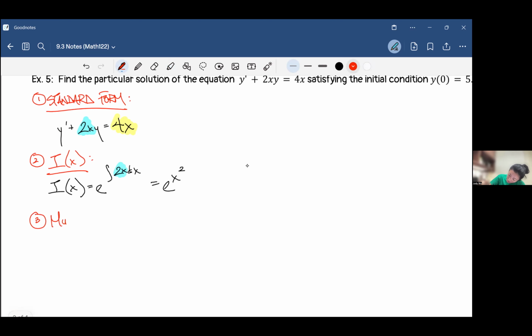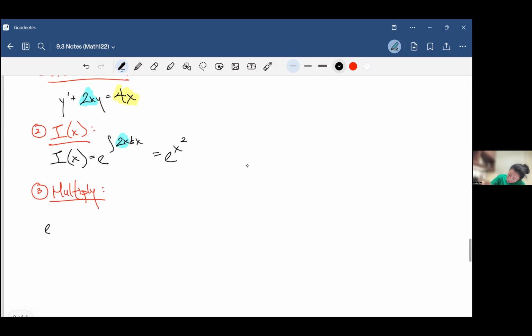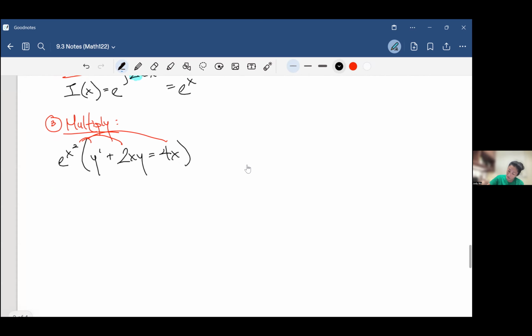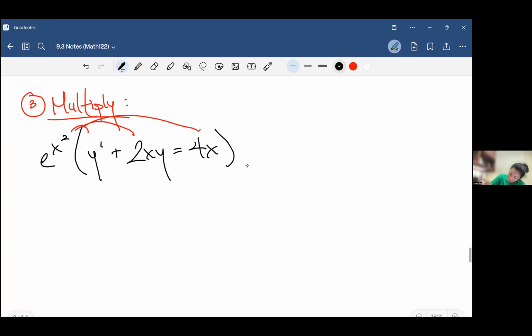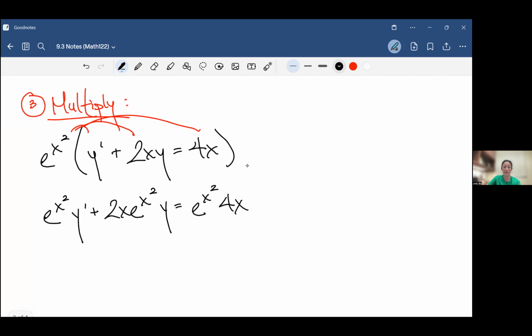All right, let's multiply everything by that integrating factor. So e to the x squared times y prime plus 2xy equals 4x. I'm going to distribute that e to the x squared to every single term in there. And I'm going to get e to the x squared y prime plus 2x e to the x squared y equals e to the x squared times 4x.